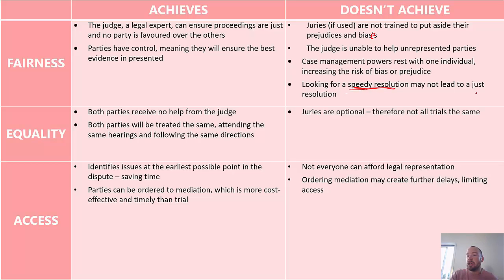If we're constantly looking for a prompt resolution, is that going to get us the just resolution? There is equality in the sense that the judge can't help both parties. But juries are optional, meaning not all civil disputes that are similar in nature will be resolved in the same way. Does that maybe put some people at a disadvantage, particularly if they can't afford a jury, compared to a separate case where someone can? Not everyone can afford legal representation. What does that do around access? That could also be a point about equality. Differences between the two parties. If you can't afford legal representation, you're at a disadvantage. Mediation could limit access ordering mediation because it might create further delays.